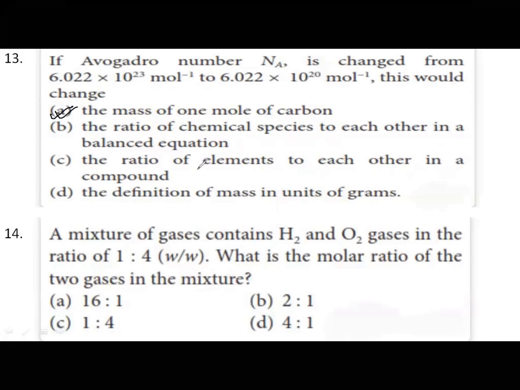Next question. A mixture of gases contains H2 and O2 gases in the ratio 1:4 weight by weight. W by W stands for weight by weight. What is the molar ratio of the two gases in the mixture? So we'll go with the question.